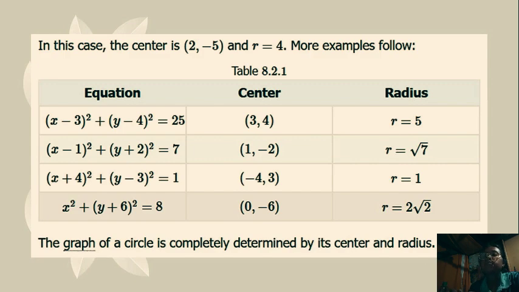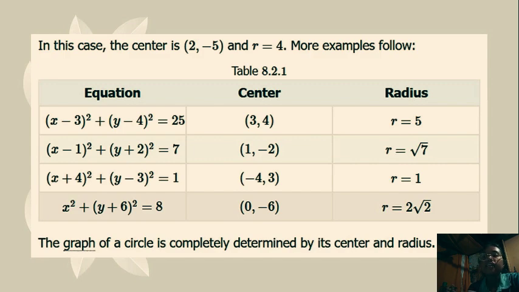So we rewrite that as y minus the quantity of negative 2, which gives us the negative 2 as our k, and our radius there is the square root of 7. Then the third equation is the quantity of x plus 4 squared plus the quantity of y minus 3 squared is equal to 1, and the center is negative 4, 3.